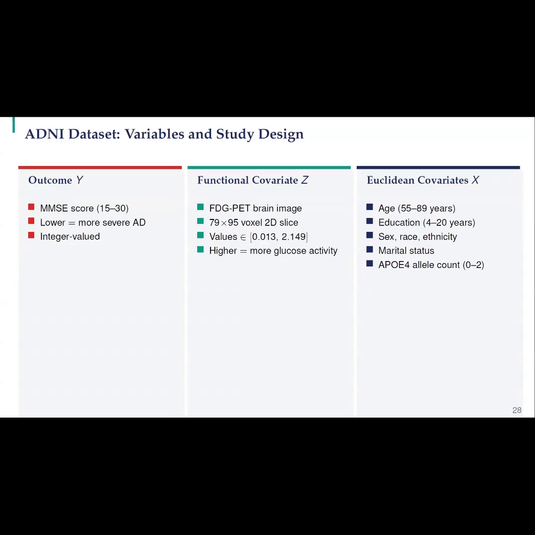The functional covariate is a brain image, and we're using 2-dimensional images for this demonstration. We can also do 3-dimensional, as I mentioned. For each pixel we have a continuous value. In this case it's glucose activity, which indicates more brain activity generally, because glucose is a precursor to activity. We also have age, education, sex, race, ethnicity, marital status, and a genetic predictor, APOE, which will just be 0, 1, or 2.